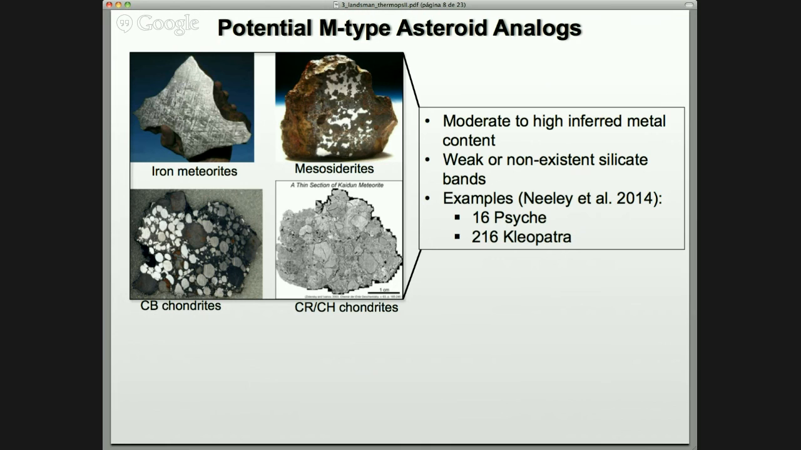Some examples of asteroids that fall into this category would be 16 Psyche, which is considered one of the really good metal asteroid candidates, and 216 Cleopatra. Then there's another group that have a low inferred metal content based on their radar albedo.